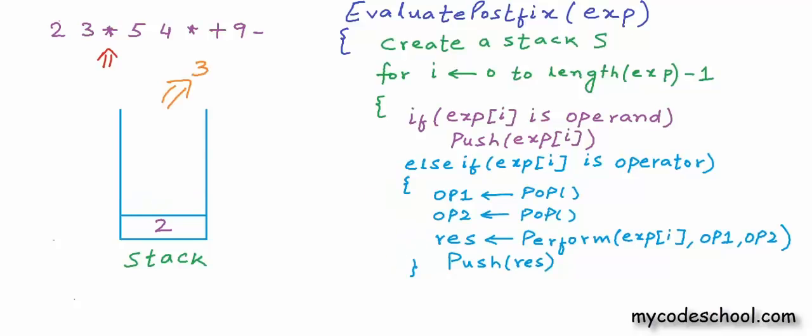I'll make the first pop and store 3 in this variable op1. Well, actually this is the second operand, so I should say this one is op2 and the next one will be op1. Once I have popped these two elements, I can perform the operation.